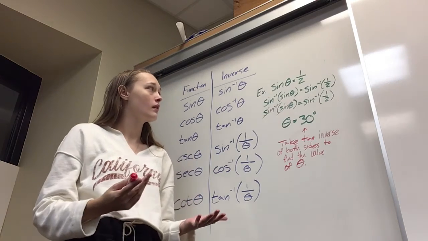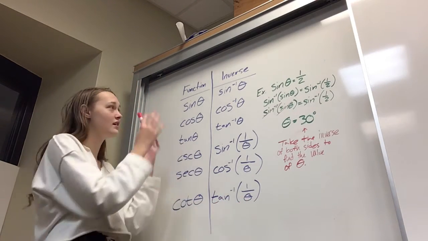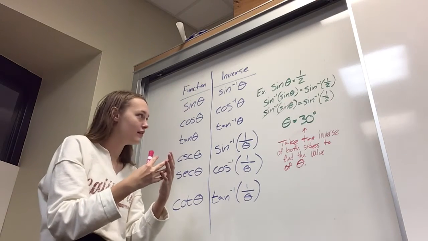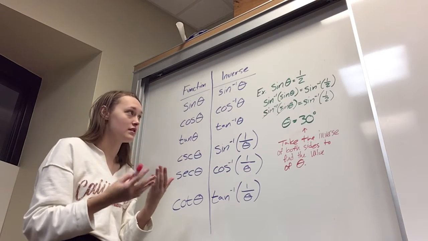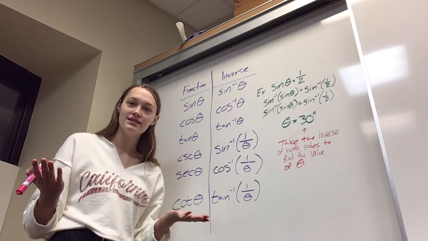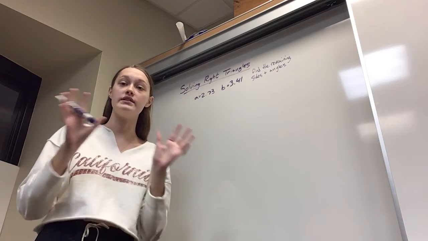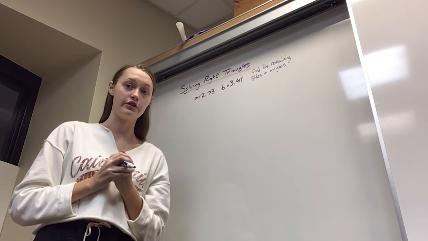I know I went through that pretty fast, but it's pretty simple. It's just how you undo the trig functions so that you can find the angle or the other variables that you need. Next, I'm going to go through an example of solving a right triangle using all these things we just learned in chapter 2.